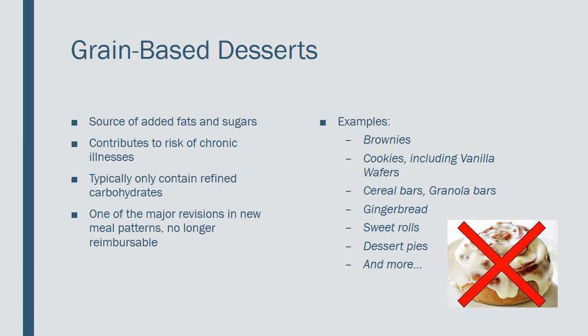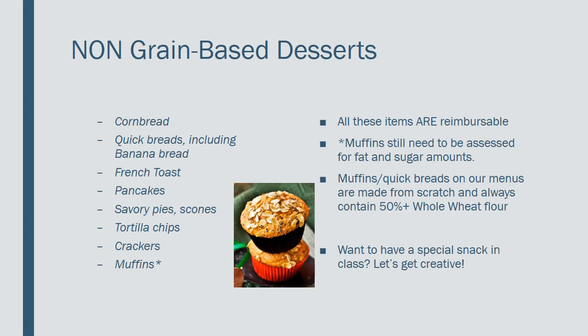Grain-based desserts was one of the biggest revisions to the meal patterns in 2017. These items listed on the right are considered non-nutritious desserts and can no longer be served to kids as part of a creditable meal. They simply contain too many refined carbs and are high in fat and sugars. However, non-grain-based desserts are still creditable within the CACFP.